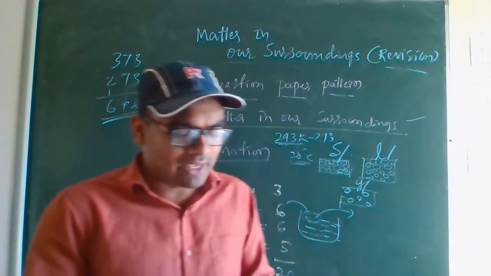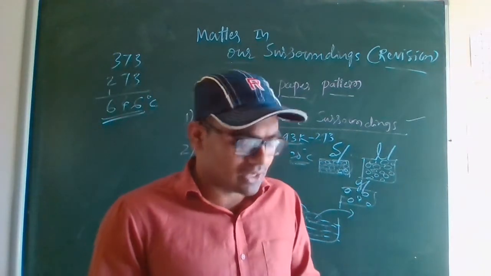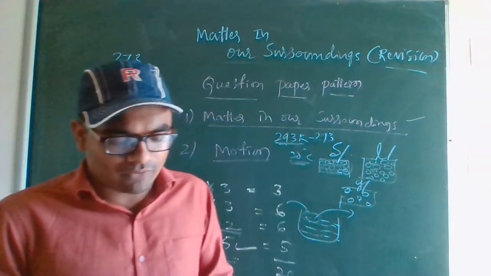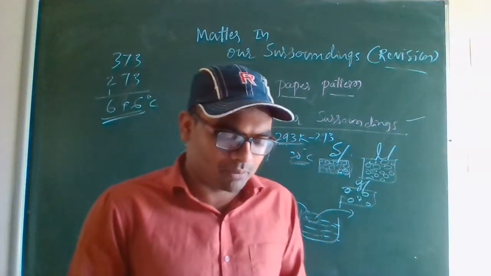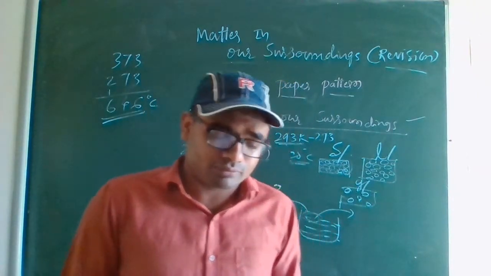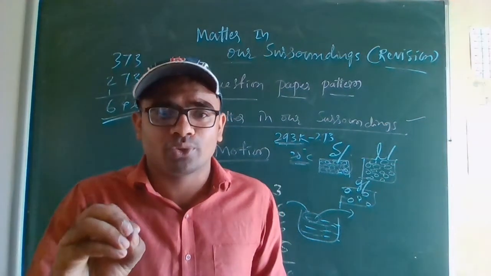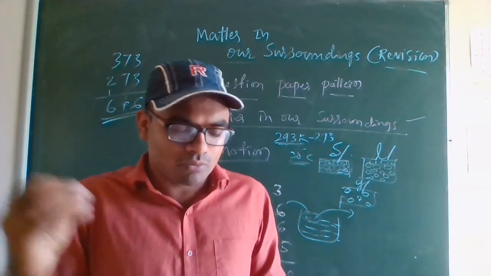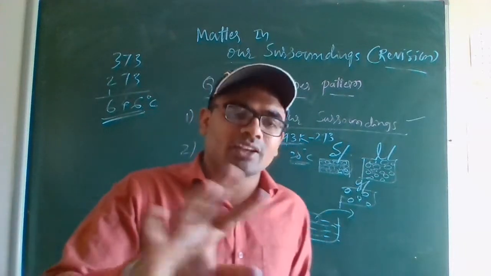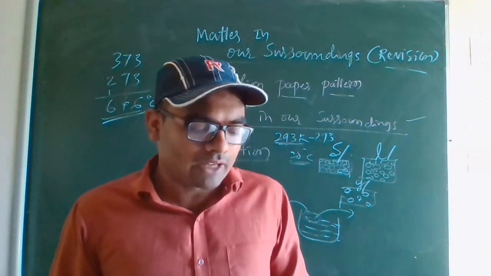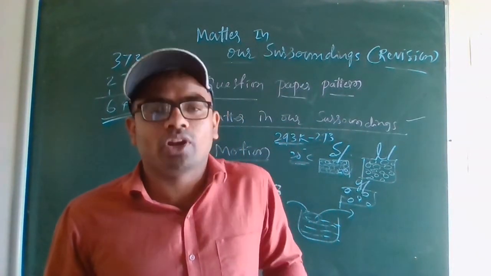Seventh one: why is ice at 273 K more effective in cooling than water at the same temperature? Because ice also has latent heat of fusion, that is why it is more effective in cooling than water at the same temperature.